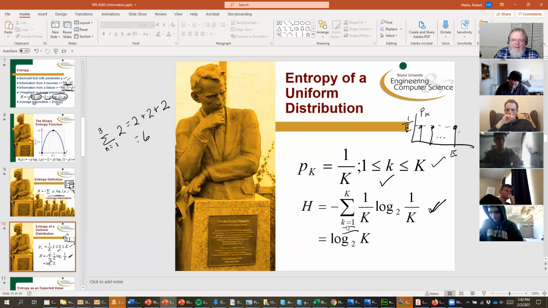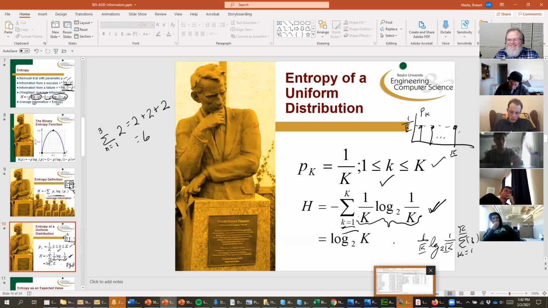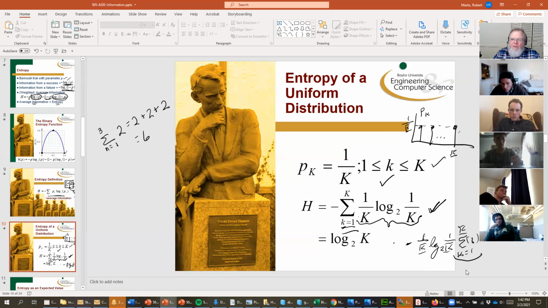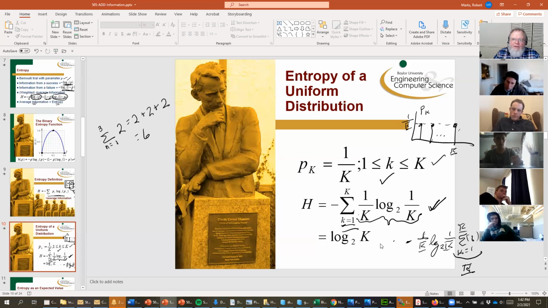We have the case of lowercase k, but notice nothing in here is a function of little k, is it? Nothing in here is a function of little k. So this is exactly like 1 over k times the log base 2 of 1 over k times the summation of k is equal to 1 to big K of 1. Okay. Because we can suck all of that stuff outside the summation. And I guess there's a minus here too. This summation, of course, is equal to K. And what we're left with then is the log base 2 of K. So that is the entropy of a uniform random variable.